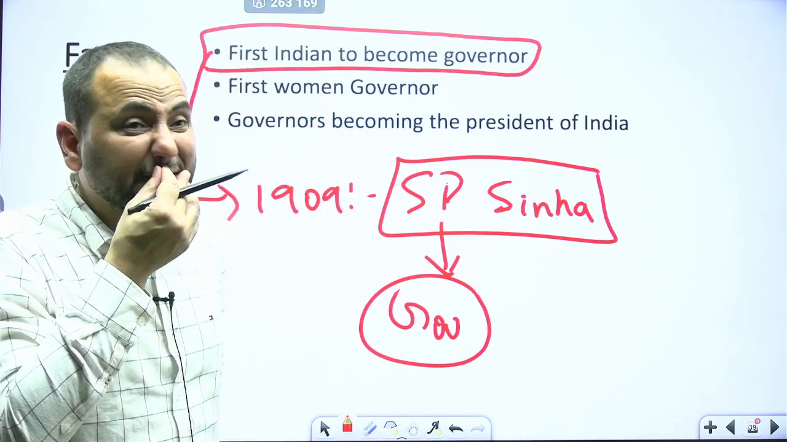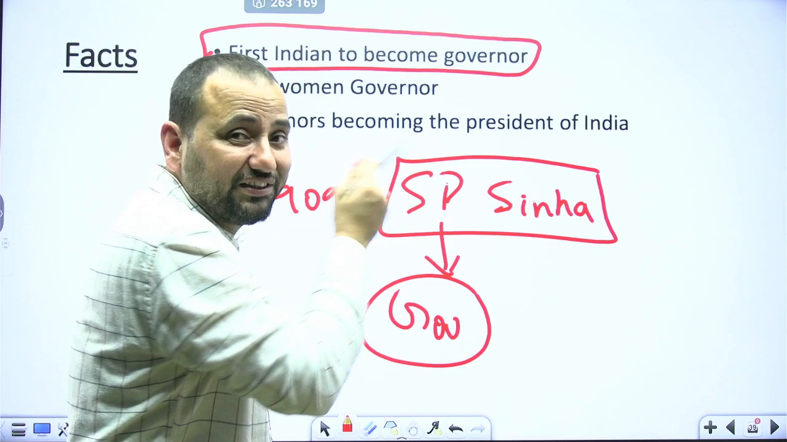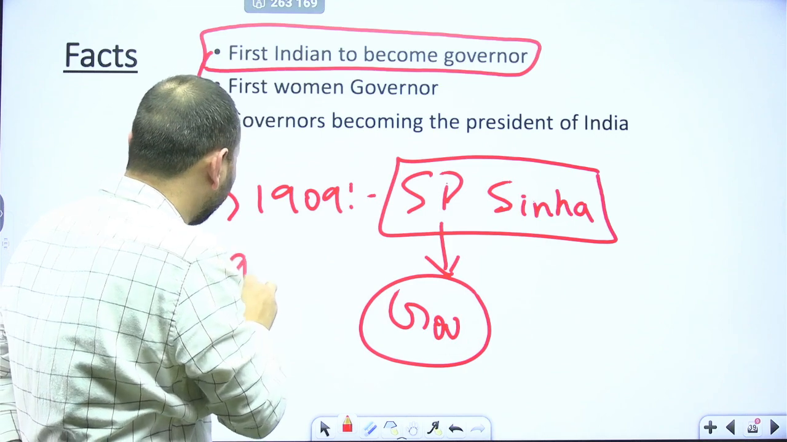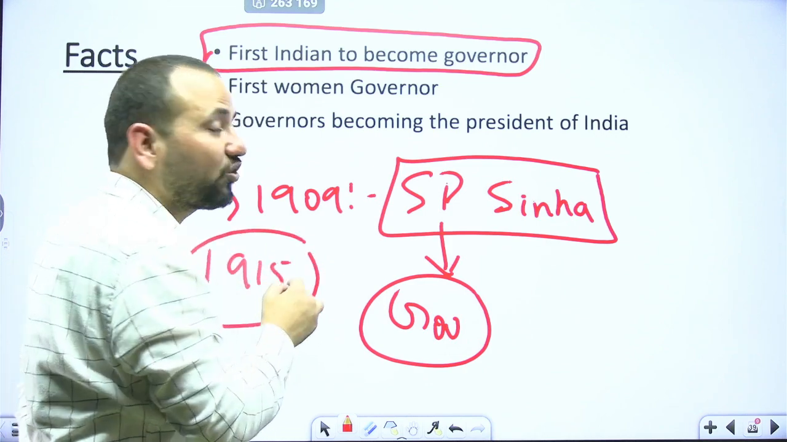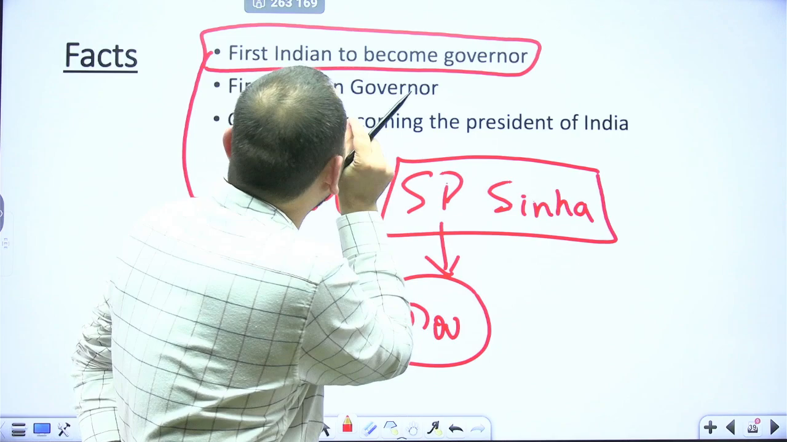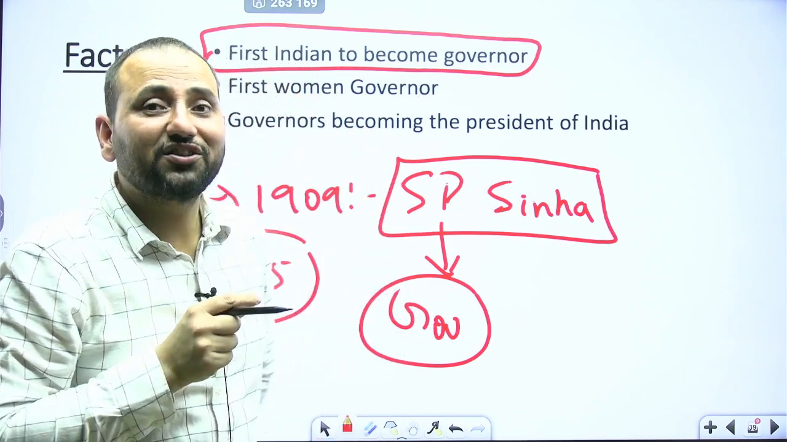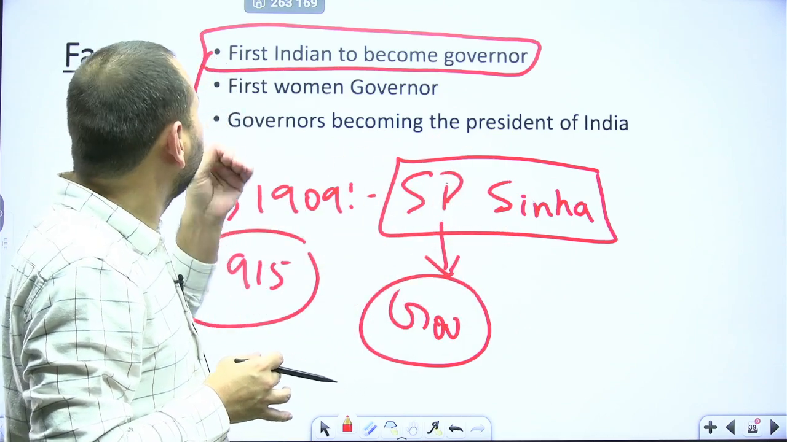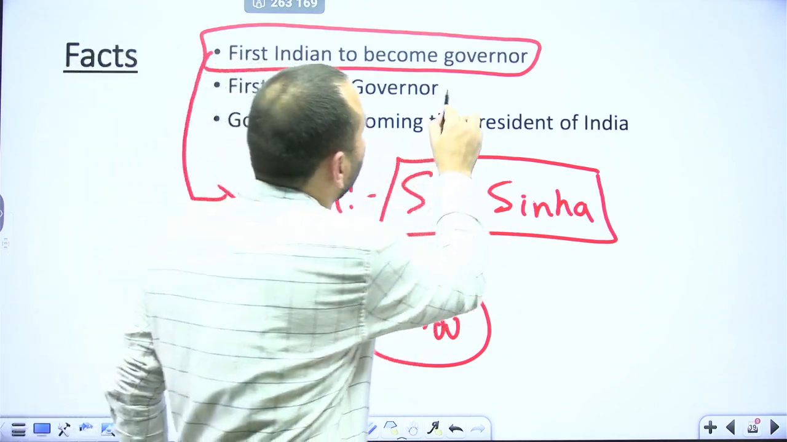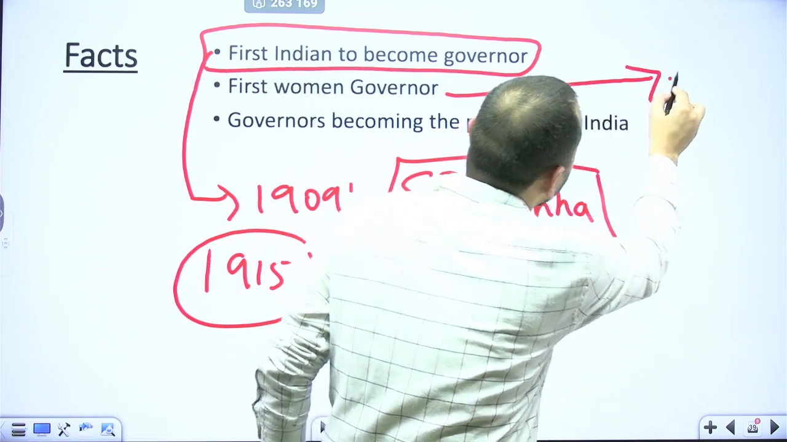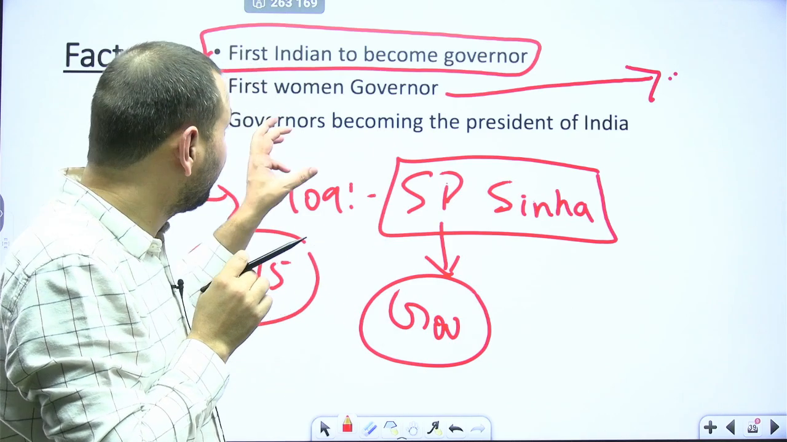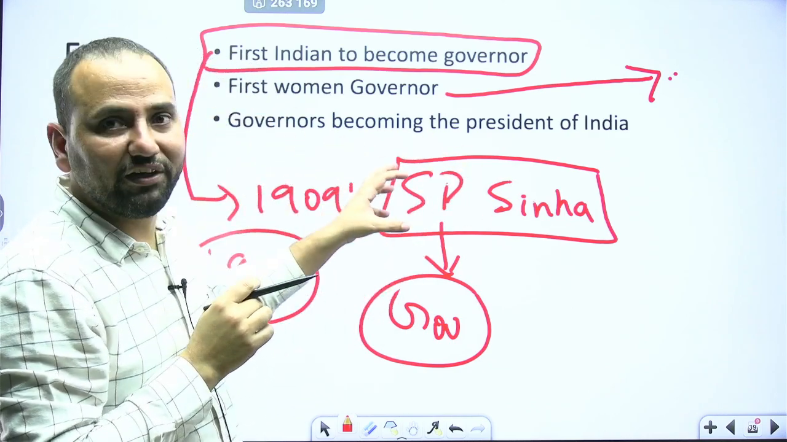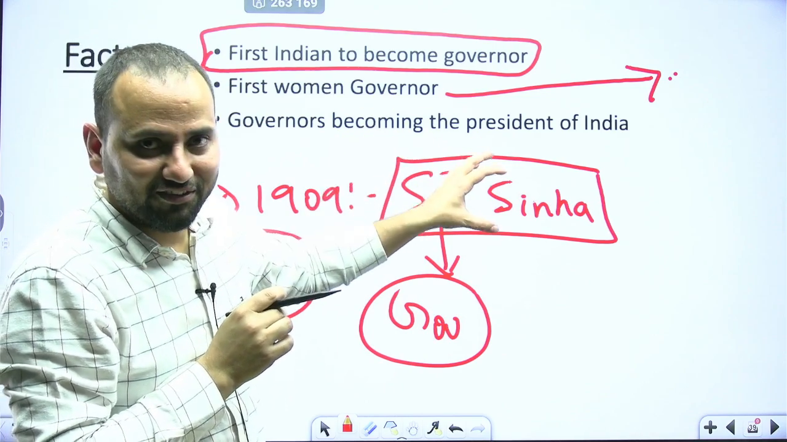Now the point is, if you see the provisions associated with S.P. Sinha, there's a long list. He became the President of the Indian National Congress in 1915. He also got the title of Sir. Just try to do some research on S.P. Sinha also. Again, if you move forward, then we also need to understand who was the first governor of India. Please go through these facts. Who was the first woman governor of India? If you talk about the first woman governor of India, just see which state she belongs to.